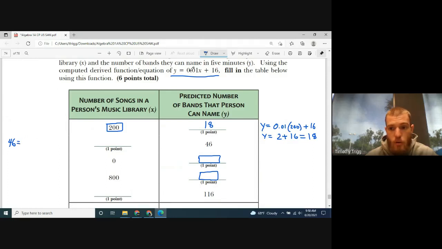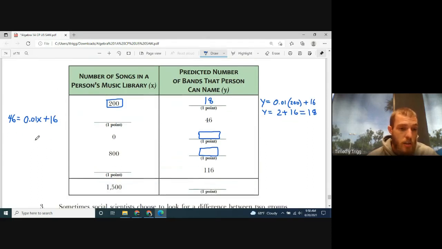Again, replacing the y in this equation with 46 equals 0.01x plus 16. Now, again, we don't know what x is in this example, right? We don't know what x is yet. We just know what y is, and we're going to eventually find x. So now we want to solve for x here. So what we do is subtract 16 from both sides.